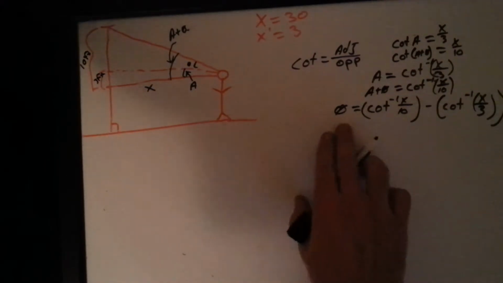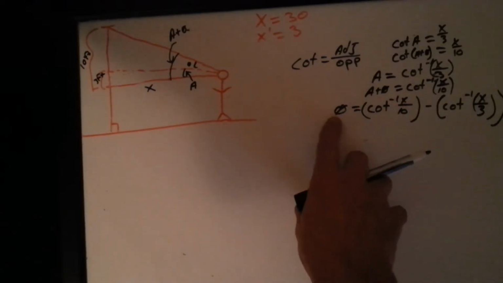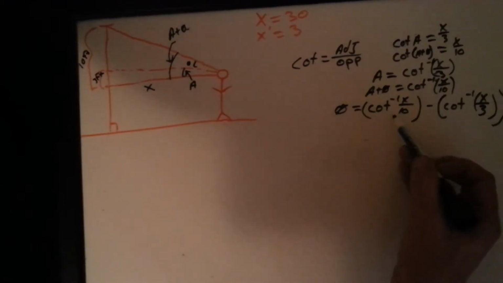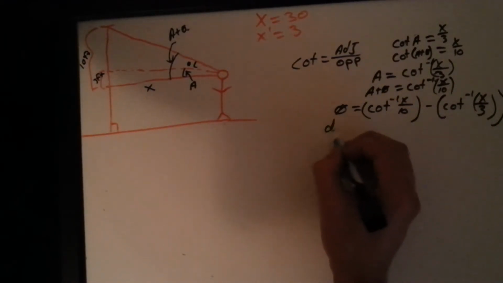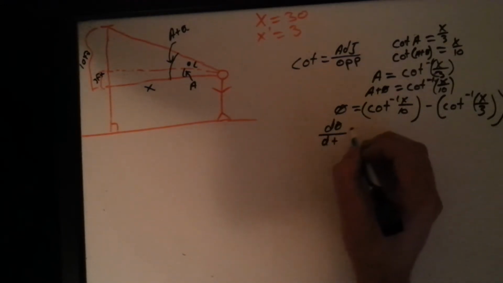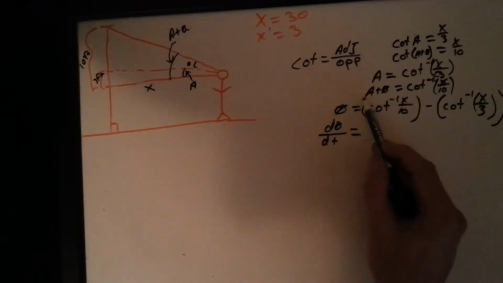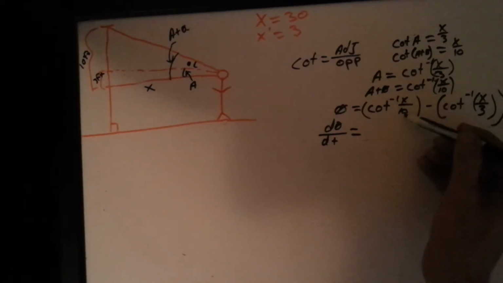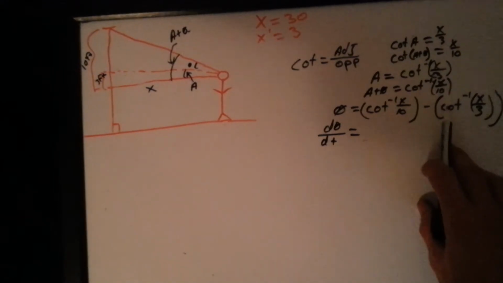And we're not asked to find theta. We're asked to find the derivative, the change in theta. So we need to take the derivative of theta and this angle and this angle. So the derivative of theta is going to be d theta over dt, and d theta dt of inverse cotangent of x over 10 minus the derivative of the inverse cotangent of x over 3.